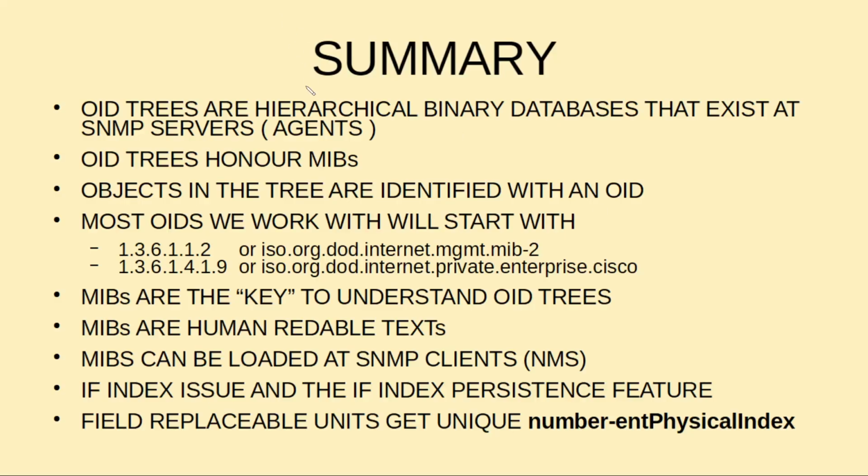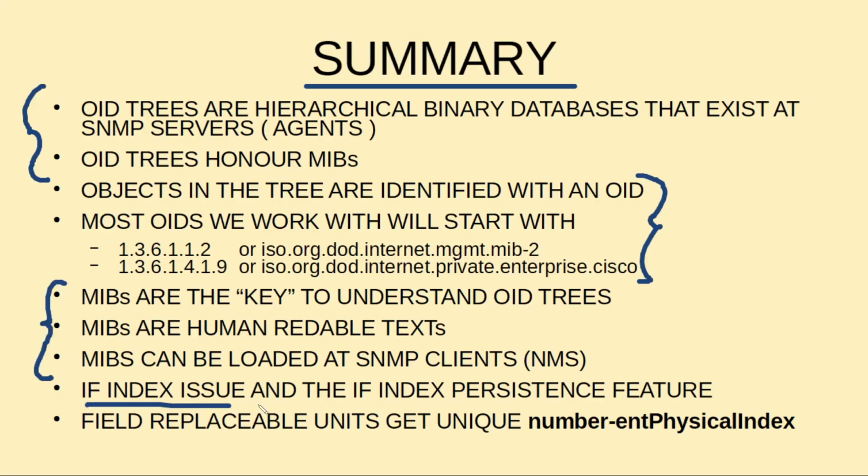This is a summary of what we saw in this session. We talked about object ID trees, we talked about object IDs, we talked about MIBs, and we talked about the interface index issue and the interface index persistence feature, and how field replaceable units get unique object IDs as well.